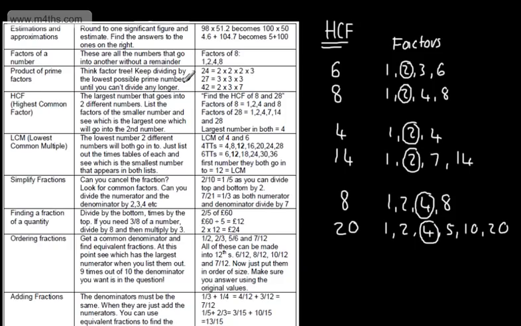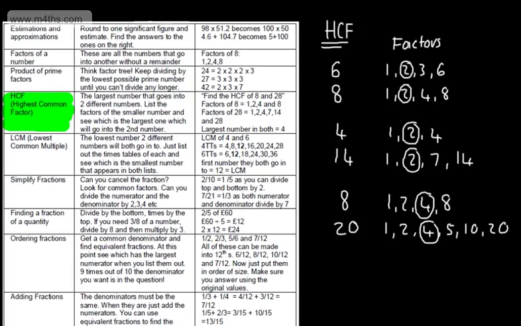So the highest common factor is the largest number that goes into both. If you're going on to higher, you can use the product of prime factors and look at the powers for more advanced cases, but in terms of GCSE Foundation, list out the factors and then see which is the largest number that goes into both.